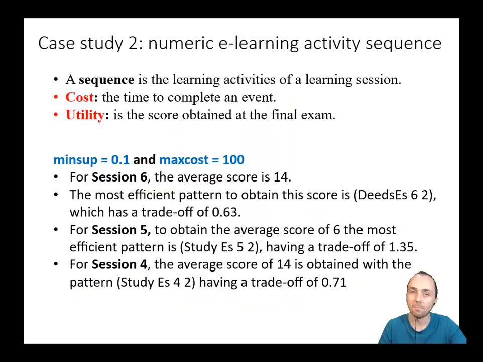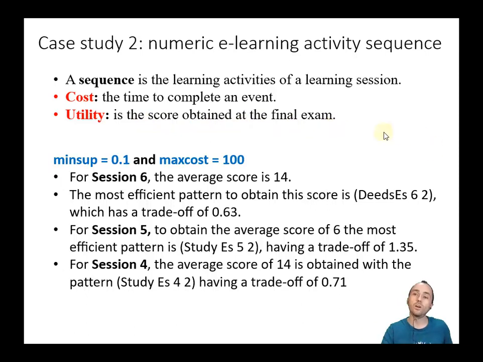Okay? We did a second case study with the e-learning data. Here we use the numeric utility. So here we look at one learning session, and in one learning session we have some learning activities inside. So one sequence is a student that has done some learning activities in a learning session. The cost is the time to complete one activity, and the utility is the score at the final exam at the end of the session.